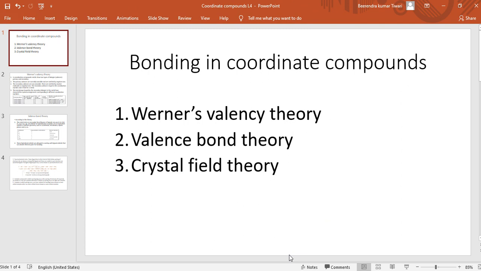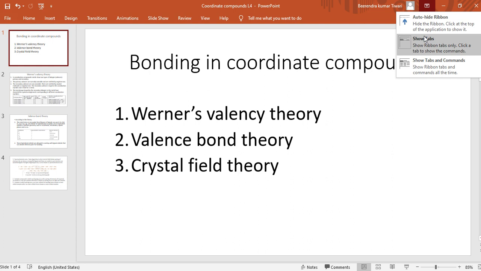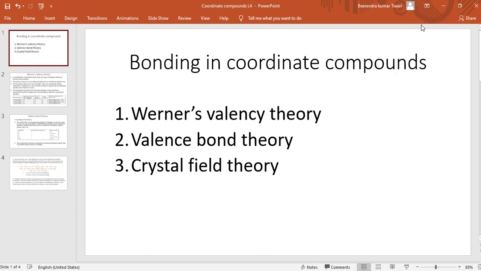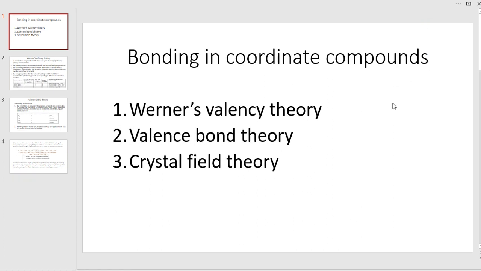In coordination compound, remember it, there are three types of bonding responsible to define it. Three important theories are responsible. Two more are there also, but these other two are not included in your syllabus. So these three important theories are included in your syllabus for bonding in coordination compound.